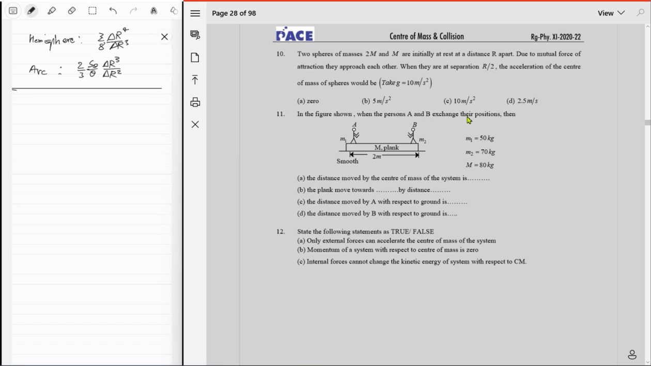When persons A and B exchange positions, this guy's A, this guy's B. What do you mean by exchange positions? Oh okay, their masses are different, and oh, they're moving, aren't they? They're actually walking on the plank. Fine. This is moved by the center of mass of the system. They gave us the masses. Oh, it's filling the blanks. Okay, cool. So they changed position. This M1 guy changed, and what's this distance? Just 2 meters, right? They actually gave us 5, 7, 8. The 10 kg stuff is common, so it doesn't matter. So M1 is like 5.